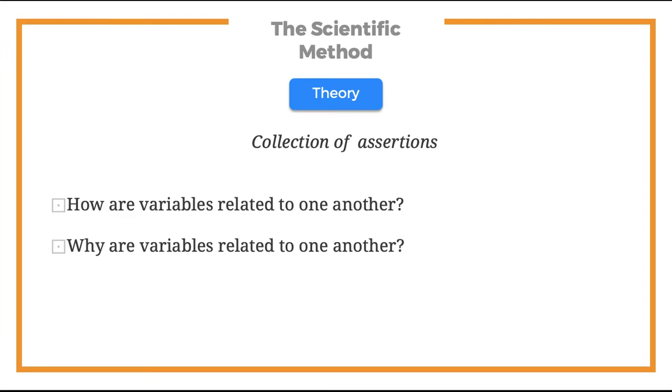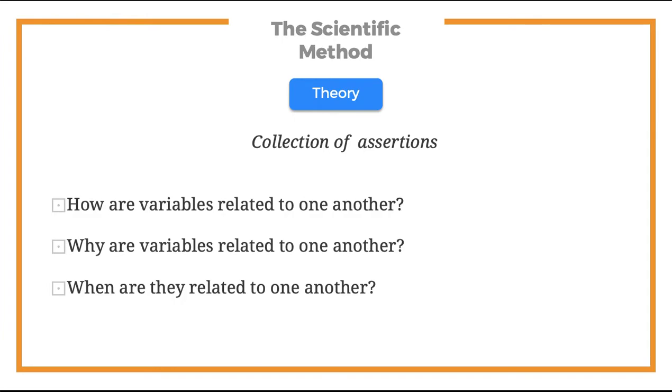A good theory will also tell us why variables are related to one another. So a good theory helps to explain why one variable might relate to another variable. What are the underlying processes or mechanisms that are taking place that allow one variable to increase or decrease another variable? And then the last thing that a good theory will tell us is when variables are related to one another.